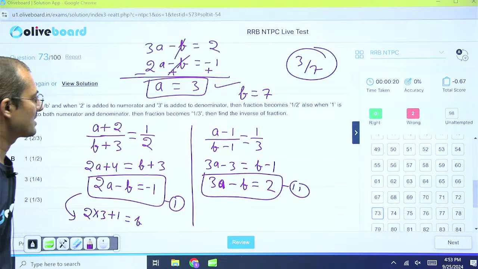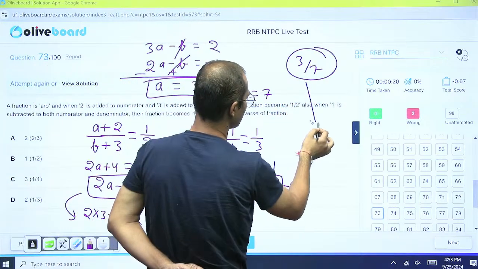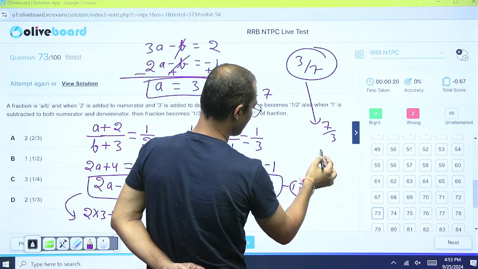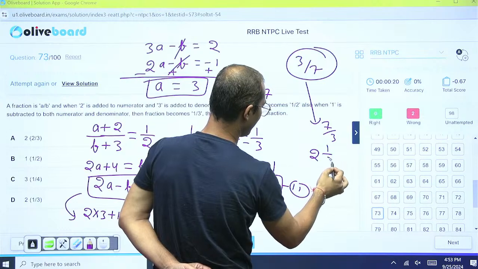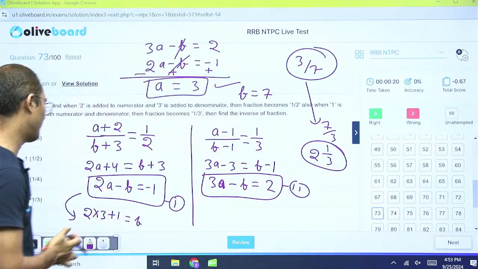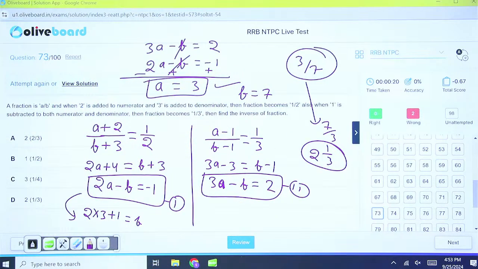Then find the inverse fraction, right? So the inverse of this would be 7 by 3. So 2 whole 1 upon 3 is the right answer. So D part is the right answer. 2 whole 1 upon 3 is the right answer. Okay, so moving to the next question.